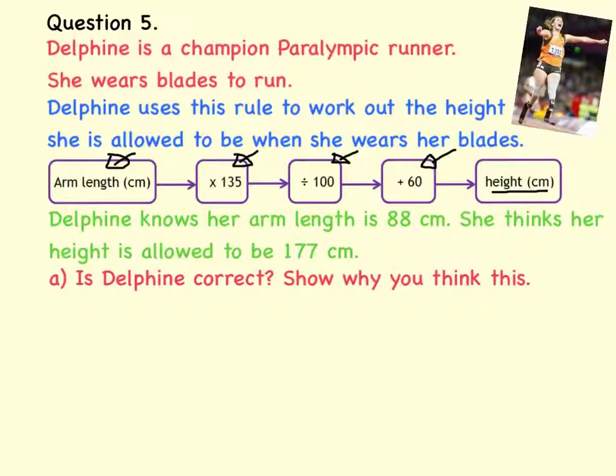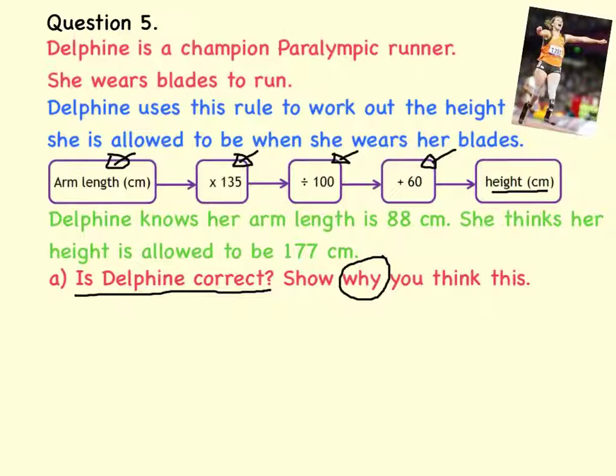Delphine knows her arm length is 88 centimetres. She thinks her height is allowed to be 177 centimetres. Part A of this question, is Delphine correct? Show why you think this. And again, for this part of the question, we are looking for a yes or no answer. In order to score any marks, we need to show why we have got our yes or no answer. So let's have a look at this question.